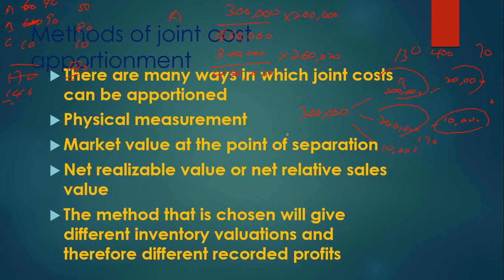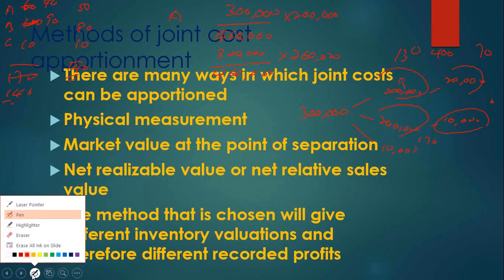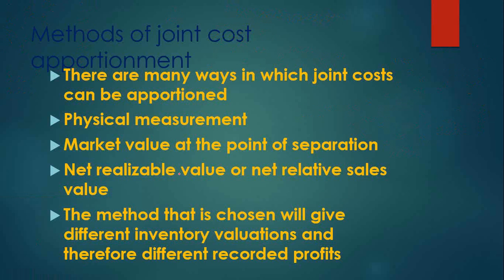There is another way we can allocate it, the net realizable value or net relative sales. Oh, right. I missed it. Okay, no harm. So the 300 is the joint cost, 200, 260 and 10. And we said further processing cost of 20 and 10. So the net realizable value is out of 200, 20 will go, 180. Here 260, 10 will go, 250, and 10 and 10. So we allocate not at the market value at the point of separation, taking this 180 and 250.